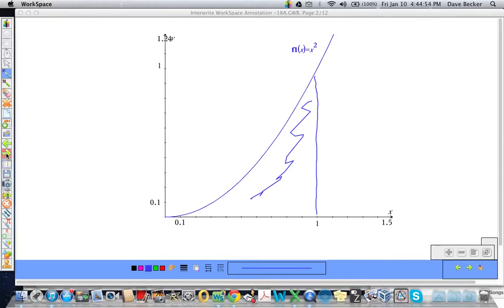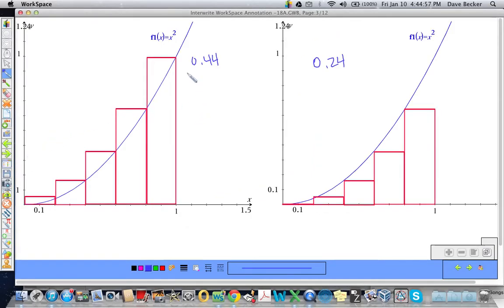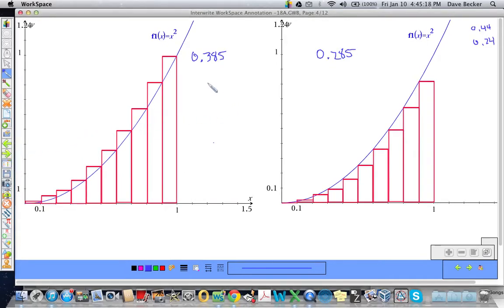And we talked about how we could use right-handed rectangles and left rectangles to estimate the area under the curve from 0 to 1. With 5 rectangles, from the right we got 0.44, and from the left we got 0.24. And then with 10 rectangles from the right we got 0.385 and 0.285. And we're getting closer and closer from above and from below, the overestimate and the underestimate, to the actual area.